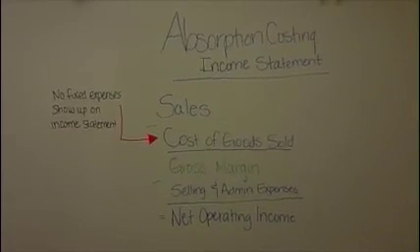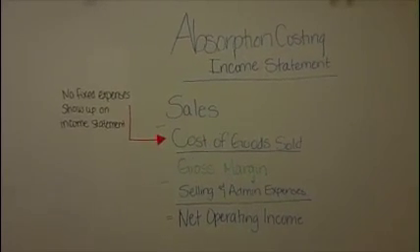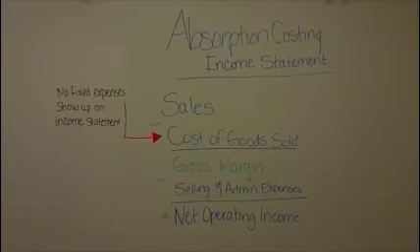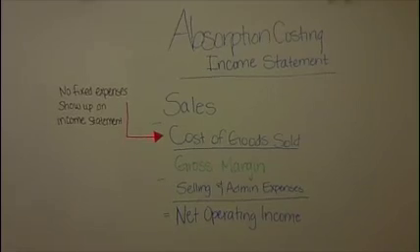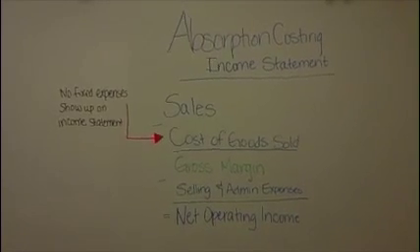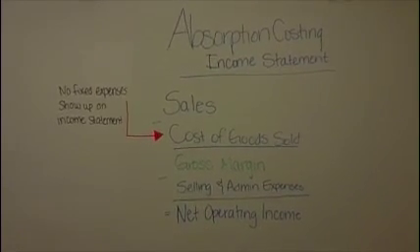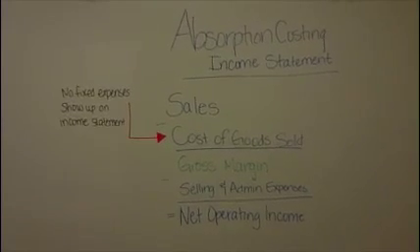To give you an idea of how this works on the income statement, here's absorption costing. It would be sales minus the cost of goods sold, which in this instance would factor in the manufacturing overhead. And remember, this was a fixed expense under variable costing.